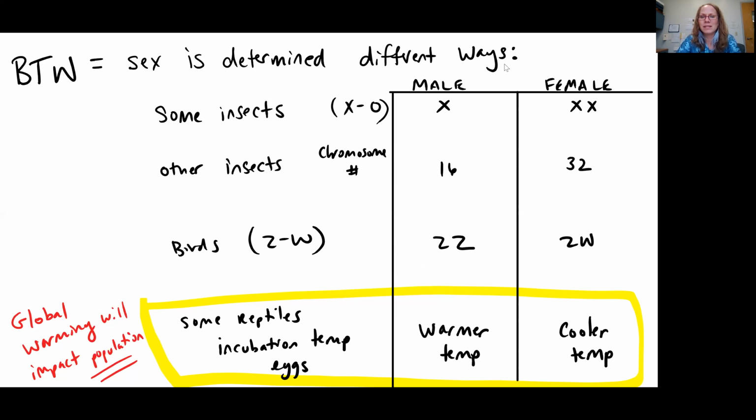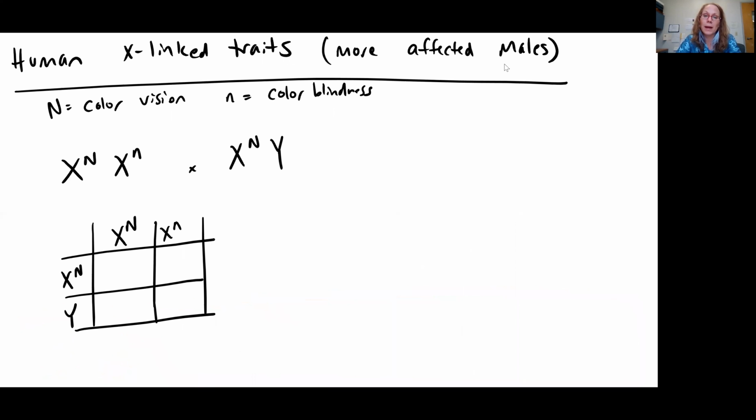And this is kind of a scary thing because global warming is changing the temperature on our planet. And so we might start to see populations of sea turtles that are predominantly male. And if that's the case, they're going to have a hard time reproducing and maintaining good population numbers. Okay, back to humans and X-linked traits.